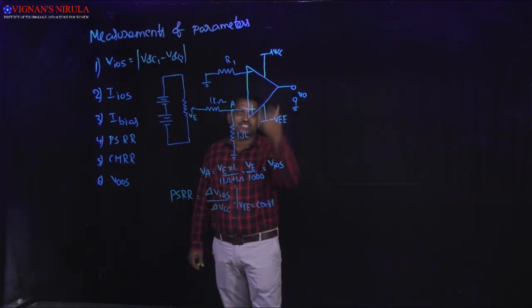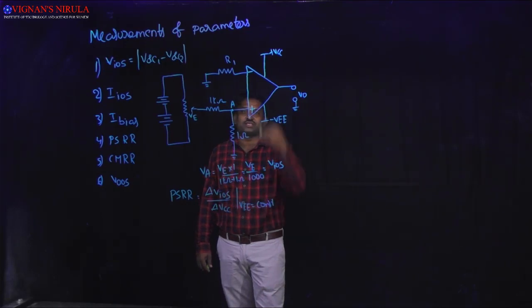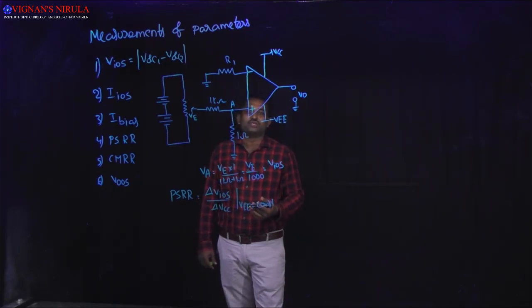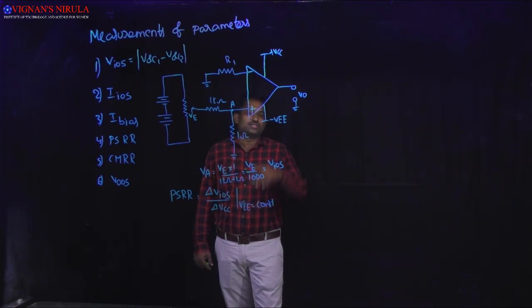Initially, we adjust the dual supply voltages to plus or minus 10 volts, and we can make the output voltage 0.